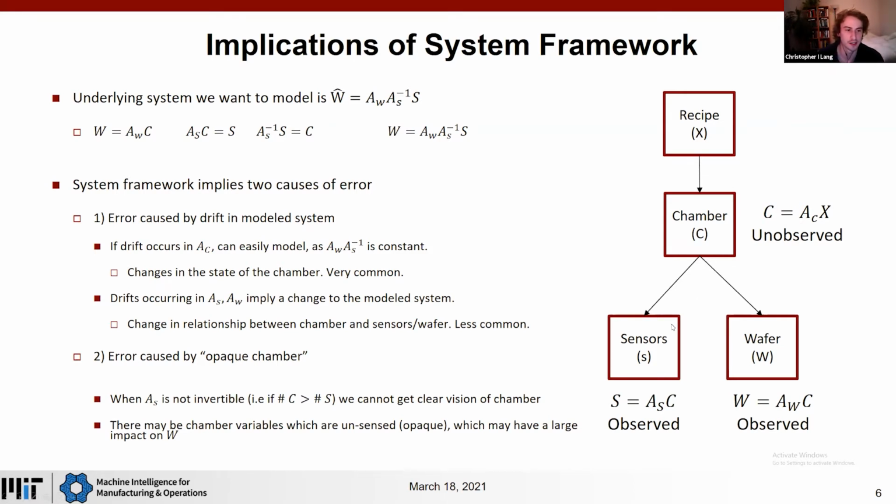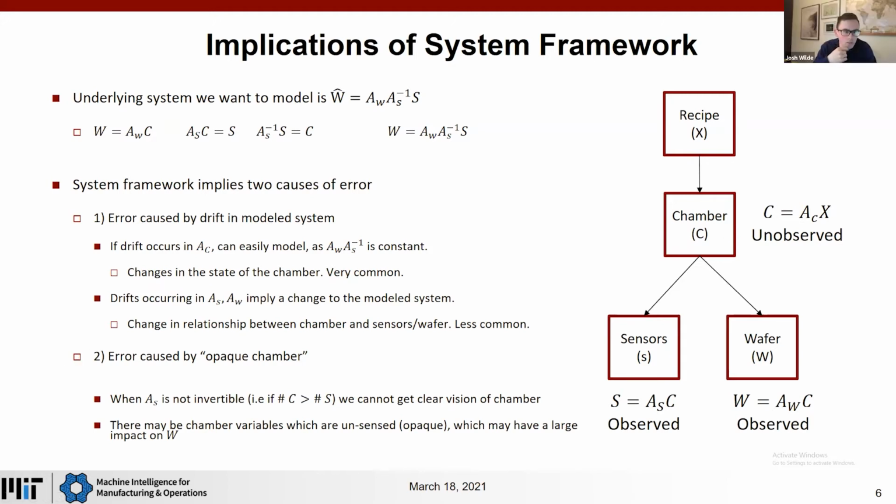And I think that this is a little bit less common, so it makes sense that the chamber or the tool itself would be changing over time. Stuff could be accumulating on the inside of it. It could be getting worn down. But it's a little less likely for there to be drift in the relationship between the chamber and the sensor, or the chamber and the wafer. So what this would mean is, let's say the chamber temperature ends up going up. Over time, your sensor would not be measuring that change in the same way that it was before. So changes in AS and AW, I think, are a little bit less likely than changes in AC or the chamber itself.